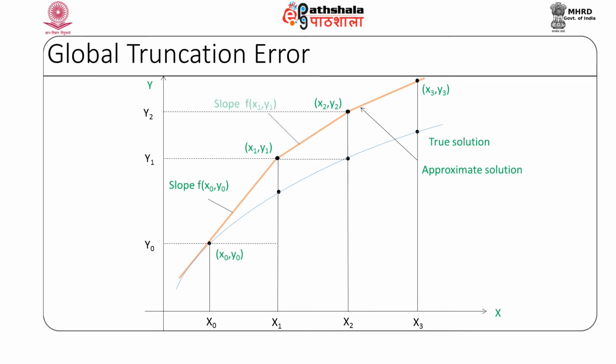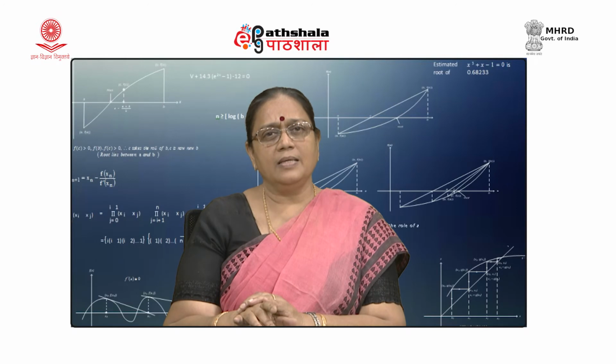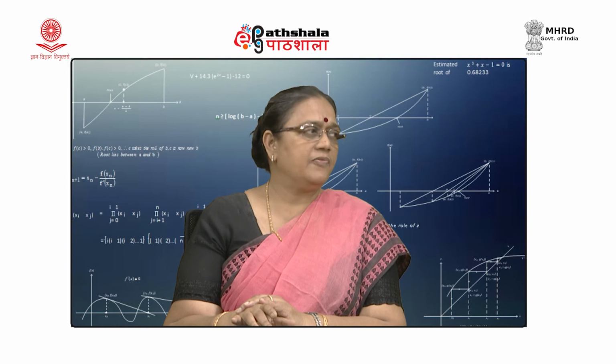This diagram shows x0, y0 and the tangent drawn. At x1 we get the estimate y1, and then again we draw the tangent to the curve at (x1, y1) and estimate y2. In the same way we estimate y3, and the amount of error goes on increasing. This is known as global truncation error in the case of differential equations, because globally, as we proceed to the next points, the truncation error goes on increasing, since all future points inherit the errors from the previous points.